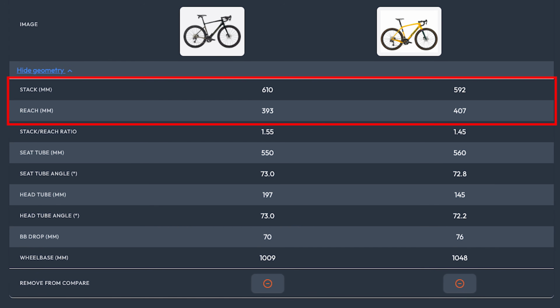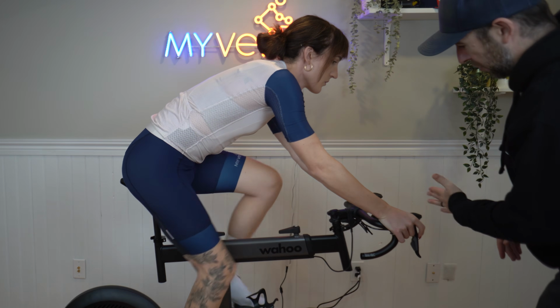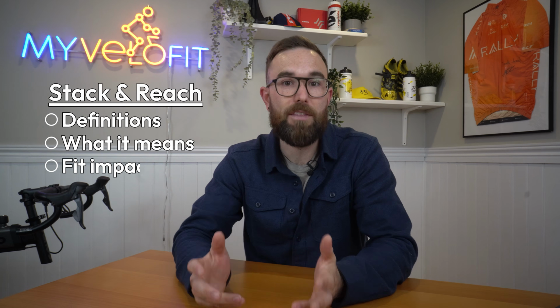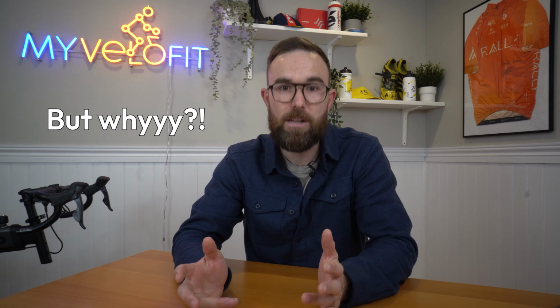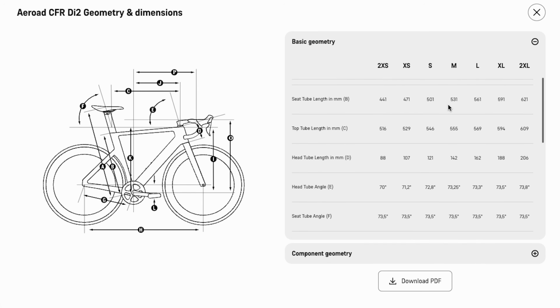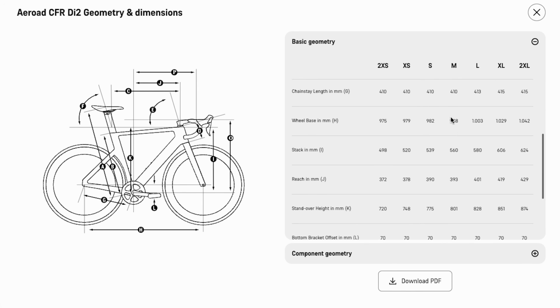So stack and reach are really popular terms that you'll see in a lot of geometry charts or referred to during bike fits. But today we're gonna pull them apart and help you really understand what they are, what they mean, and how they impact your fit. So the first thing you might be asking yourself is, why do we use stack and reach at all? There's been lots of geometry measurements used to describe fit or frames over the years, and stack and reach are relatively new to the game, but have become really well established as primary measurements to use.